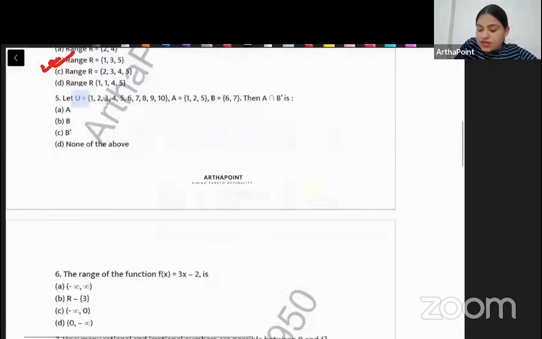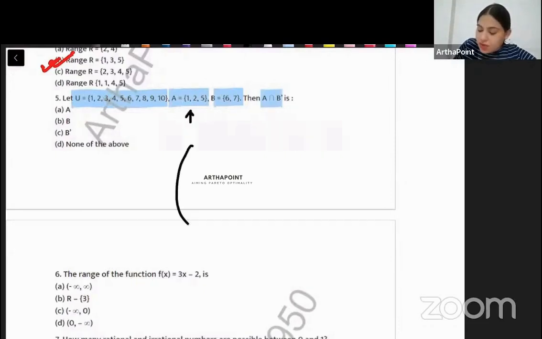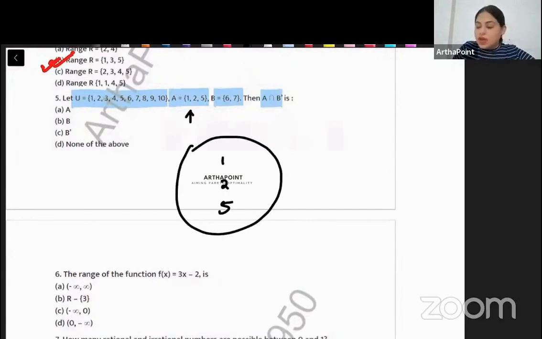Let U represent the universal set. A is 1 2 5, B is 6 7. Then what will be A intersection B complement? So beta, it is very simple. Which elements are in A, beta? 1 2 5. B complement is written here, understand carefully. So beta, which elements are in B? 6 7. So what will B complement be?